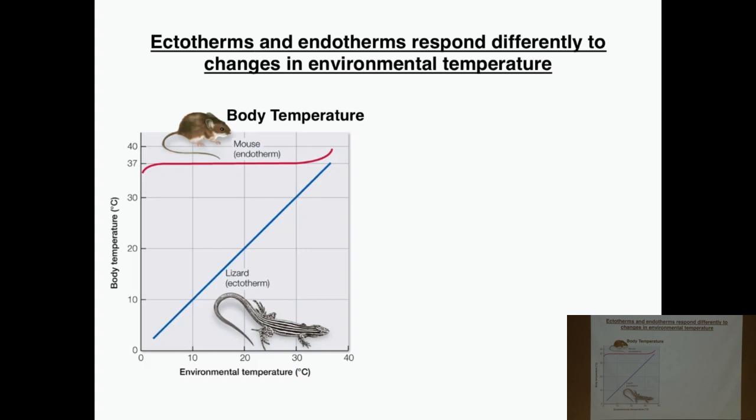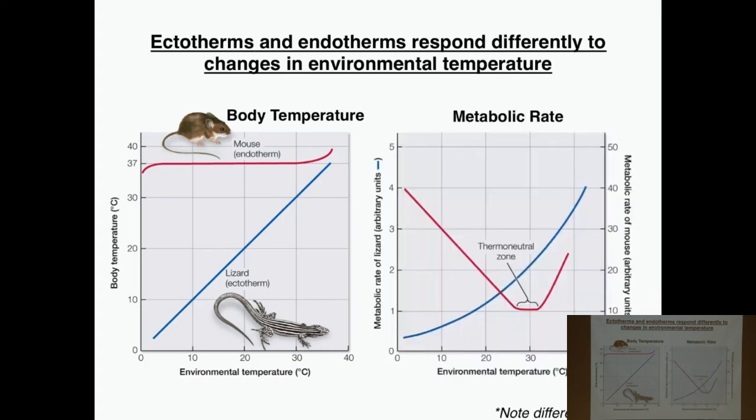And it's only when you get to the extremes that the mouse's body temperature is actually going to be going up or down at all. And even when it does that, it's not going to go all the way up or down to the environmental temperature. It's going to still remain in some kind of range, as long as the animal's alive.